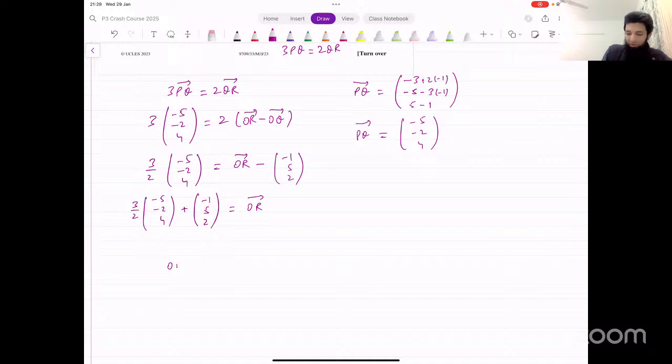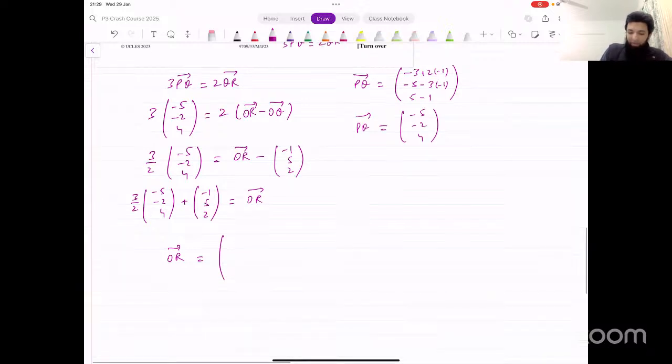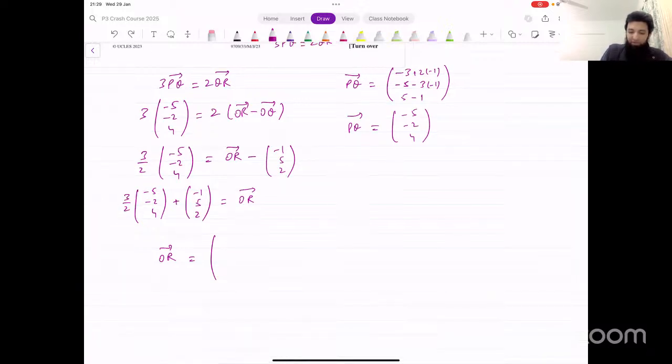You can put this on your calculator one by one, and that will give you the vector OR. -5 into 3/2, that's -7.5, minus 1 gives you -8.5. -2 into 1.5, that's -3, plus 5 gives you 2. 4 into 1.5 is 6, and 6 plus 2 gives you 8. That's the vector OR. That could be another way of thinking about that same thing.